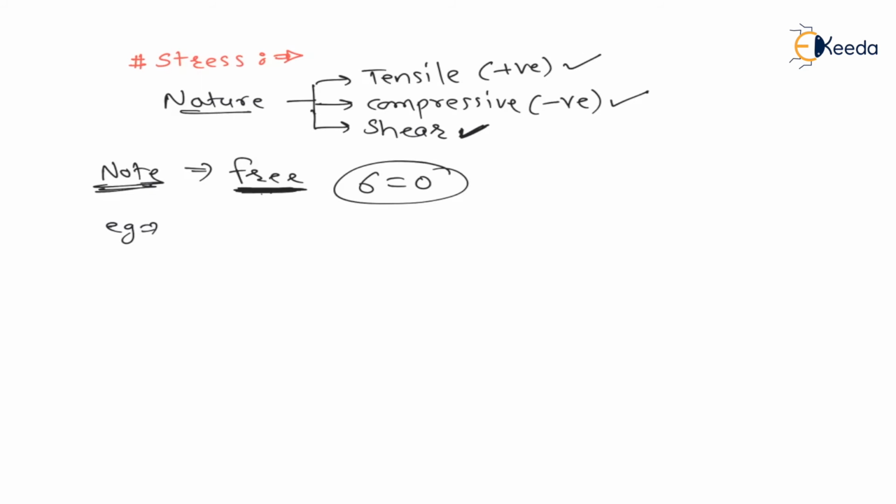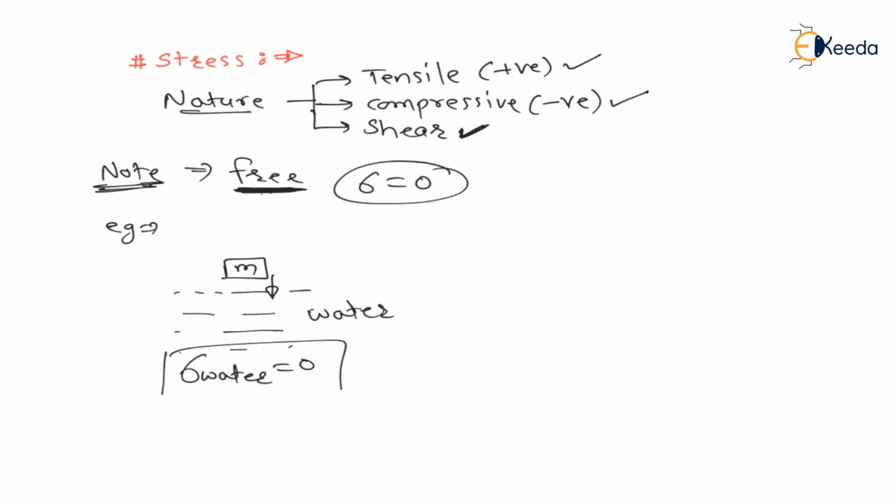For example, let's say this is water, and in this water a component of mass m is dropped. The water will deform immediately without any resistance, with negligible shear resistance. If the component is free to deform, then stress in that component will be zero. That means stress in water will be zero. Again, whenever a component is free to move away, then stress in the component will be zero.